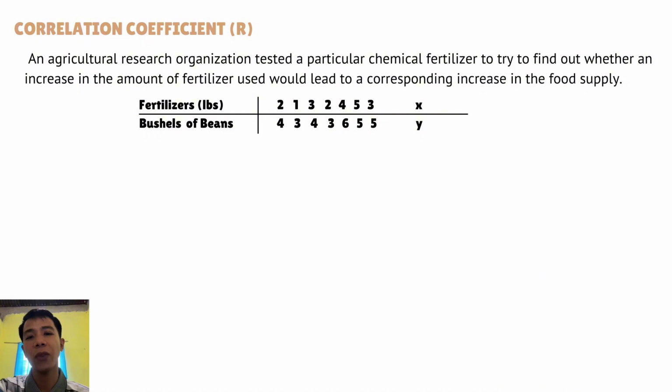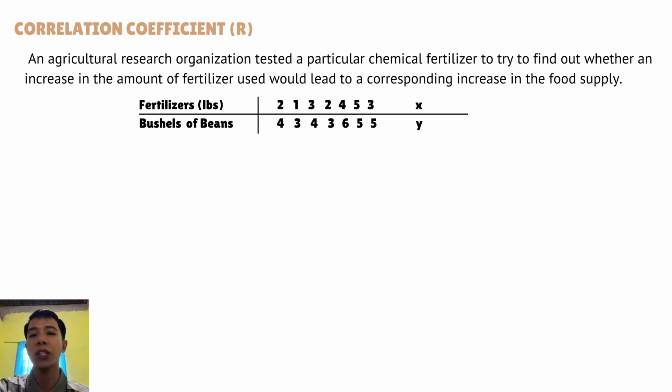Now, we need to think about who is going to be X and who is going to be Y. In this case, the fertilizer is going to be X because that's independent of how many beans will be produced, and Y is called the dependent variable because it depends on fertilizer. Okay, now that we know which one's X and which one is Y, we're going to write the data vertically.